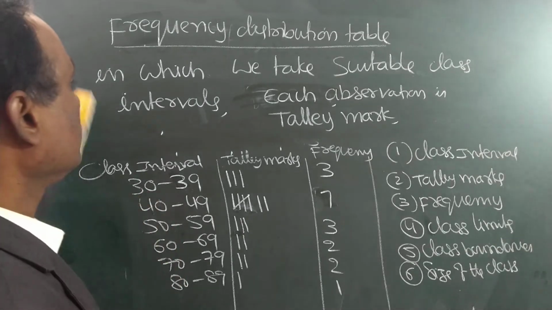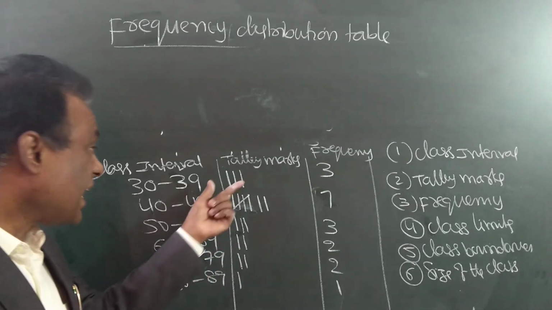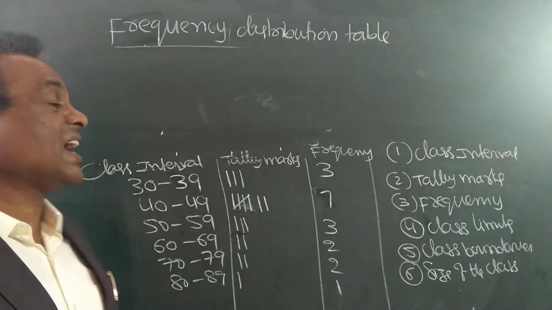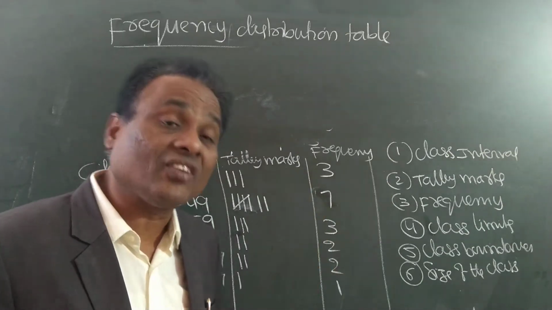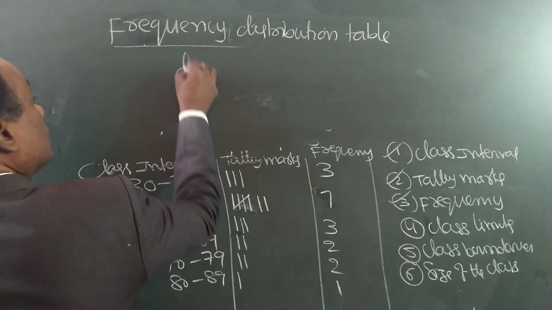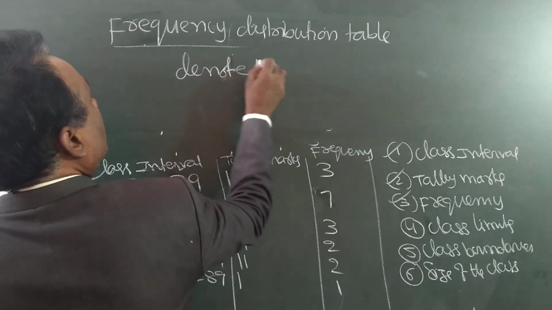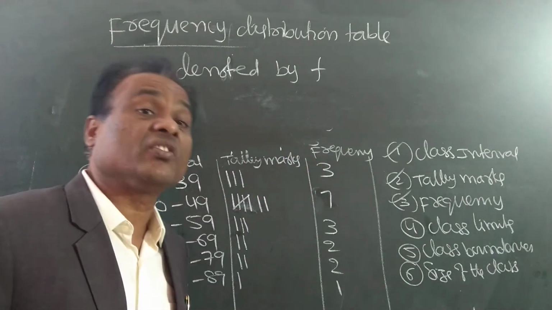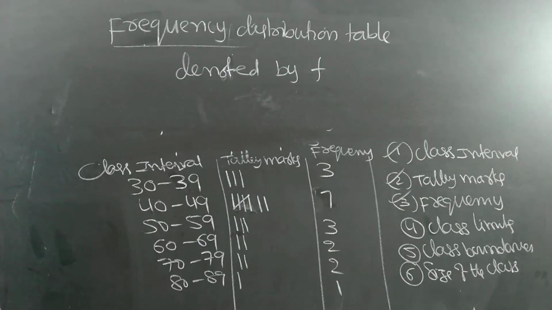Next line. Number of observations in a class is called its frequency, denoted by F.